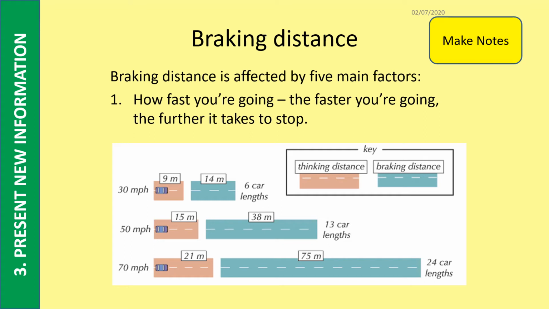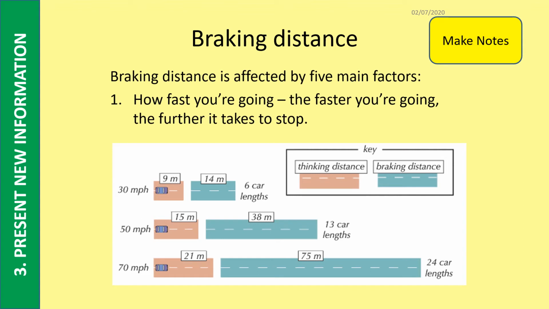If you look at this diagram, which you've seen once before, you'll see that as your speed increases, both your thinking distance and your braking distance increase as well. But your thinking distance only increases by a small amount. Your braking distance increases by a great deal. As your speed increases, your braking distance goes up a lot.